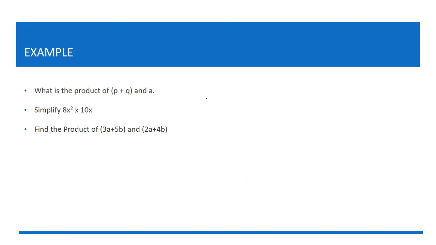Let us check an example here. You want to find the product of p plus q and a. You are going to multiply p with a and q with a. So the answer you are going to get is pa plus qa.